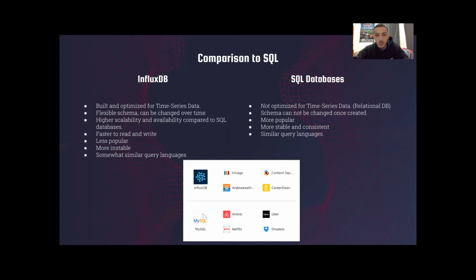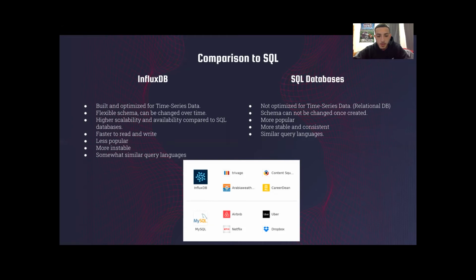SQL databases are not typically optimized for time series data. They're usually optimized for relational data. Their schema cannot be changed once it's created, so it's a set schema. It's static. It can't be changed once it's set for the database. SQL databases are more popular. They are more stable and consistent. And like I said before, they have similar query languages to InfluxDB.